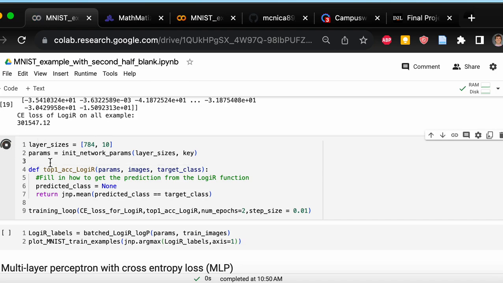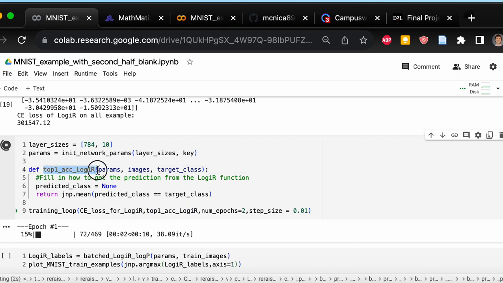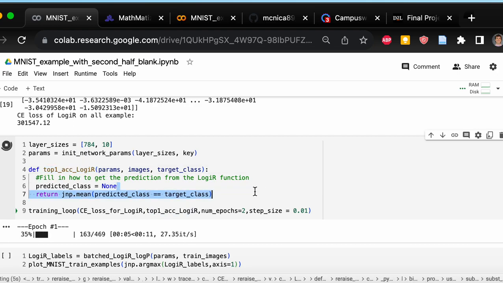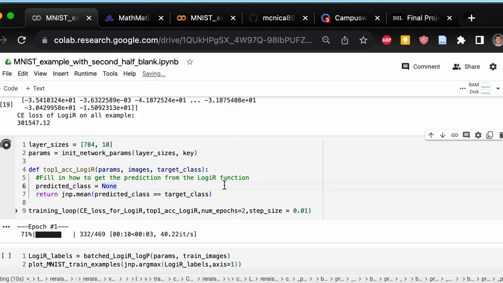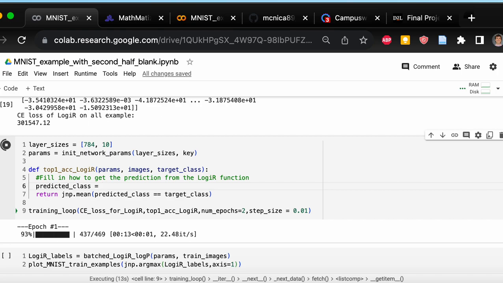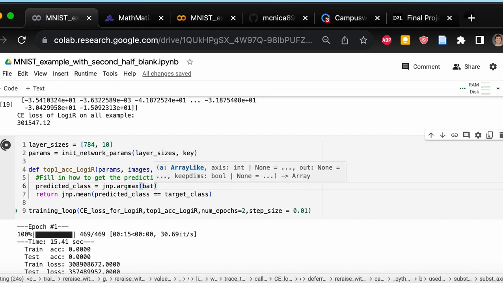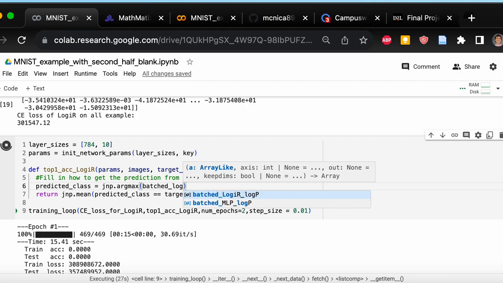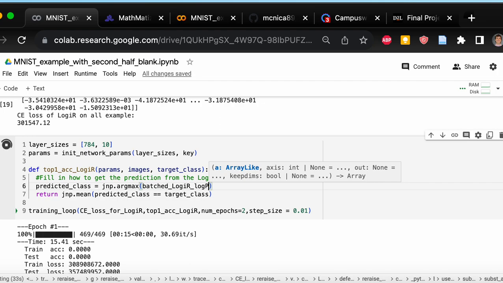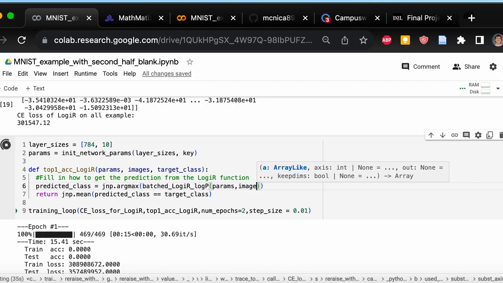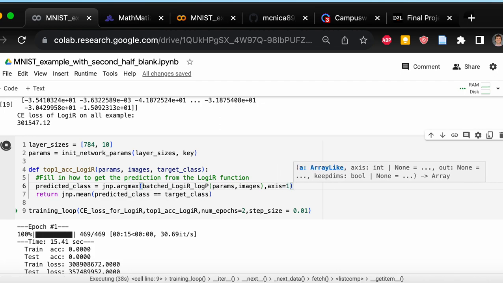So I'm going to rerun the code over here. I added this function called the top one accuracy, which is saying how often is the thing that you had the highest. Oh, I never filled it in. The predicted class, this is exactly what we talked about earlier, is the maximum, jnp.argmax of batched log p params images.